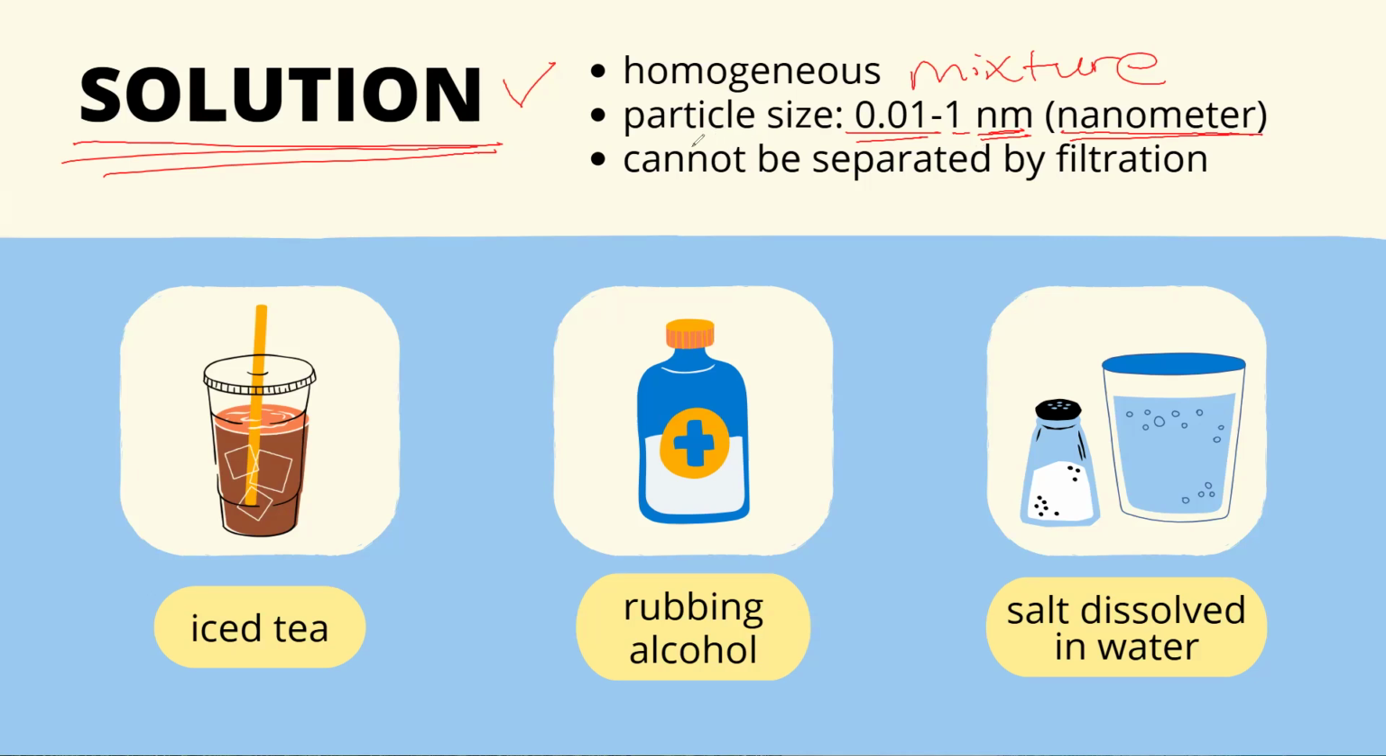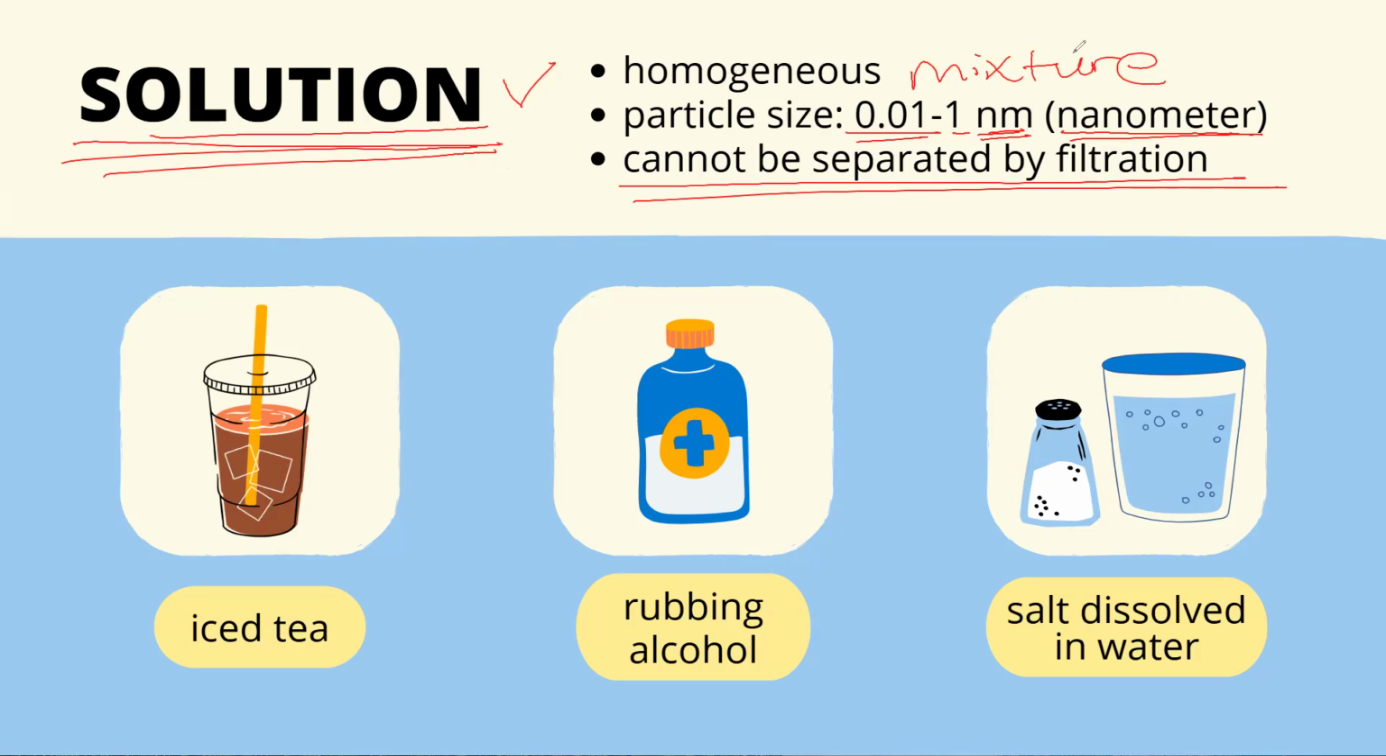Now, the particle sizes are so small that you cannot see them with your naked eyes, and they cannot be separated by filtration. In other words, if you carry a sieve or a filter paper, you know what a filter paper is, right? Yes, sir. Of course, you must have seen one in the chemistry laboratory. So you take a filter paper, any sort of filtration device you can lay your hands on, they will not be able to separate the particles that make up a solution. So that's why it's called a solution.